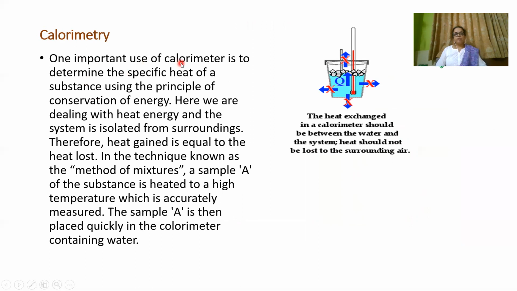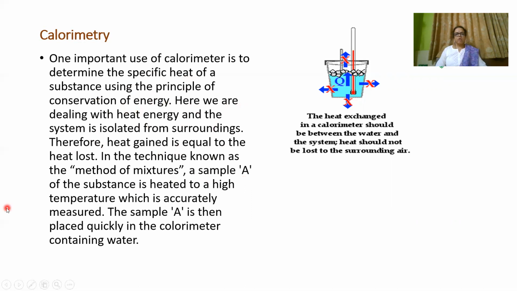One important use of calorimeter is to determine the specific heat of a substance using the principle of conservation of energy. Here we are dealing with heat energy and the system is isolated from the surrounding. Therefore, heat gain is equal to heat lost. This technique is known as method of mixture.